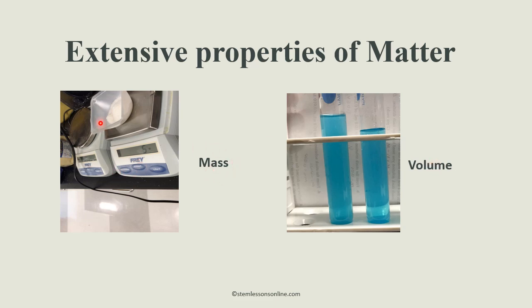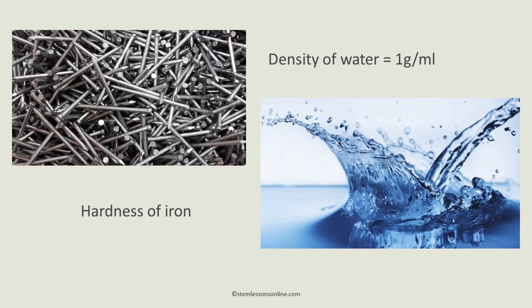So the mass depends on how much you are taking here. But the hardness of a substance remains the same. So hardness will be an intensive property because it's independent of how much you are taking. For example, look at the iron nails here. If you take a bigger nail or a smaller nail of the same material, if it is made of iron, the hardness of that material will be the same. So that is an intensive property.